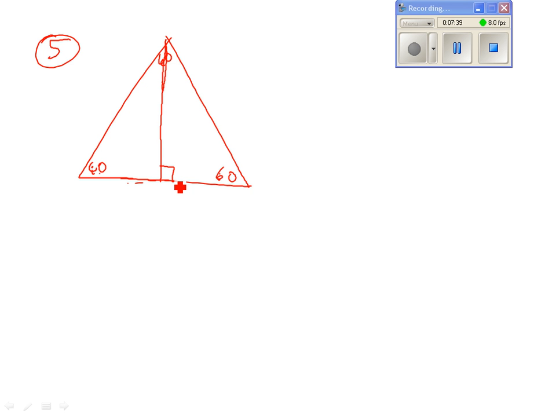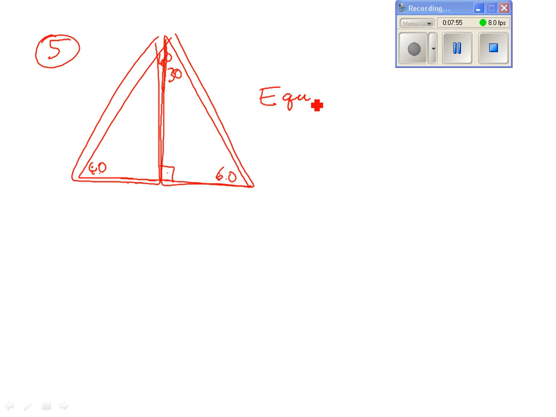Well, when I draw in that altitude, this angle's 90, this angle's 60. What's this angle up here? 30. What kind of triangle do we have on that side? 30, 60, 90. How about on that side? Same thing. So anytime you have an equilateral triangle, and you draw in an altitude, you're going to have two 30, 60, 90 triangles formed.